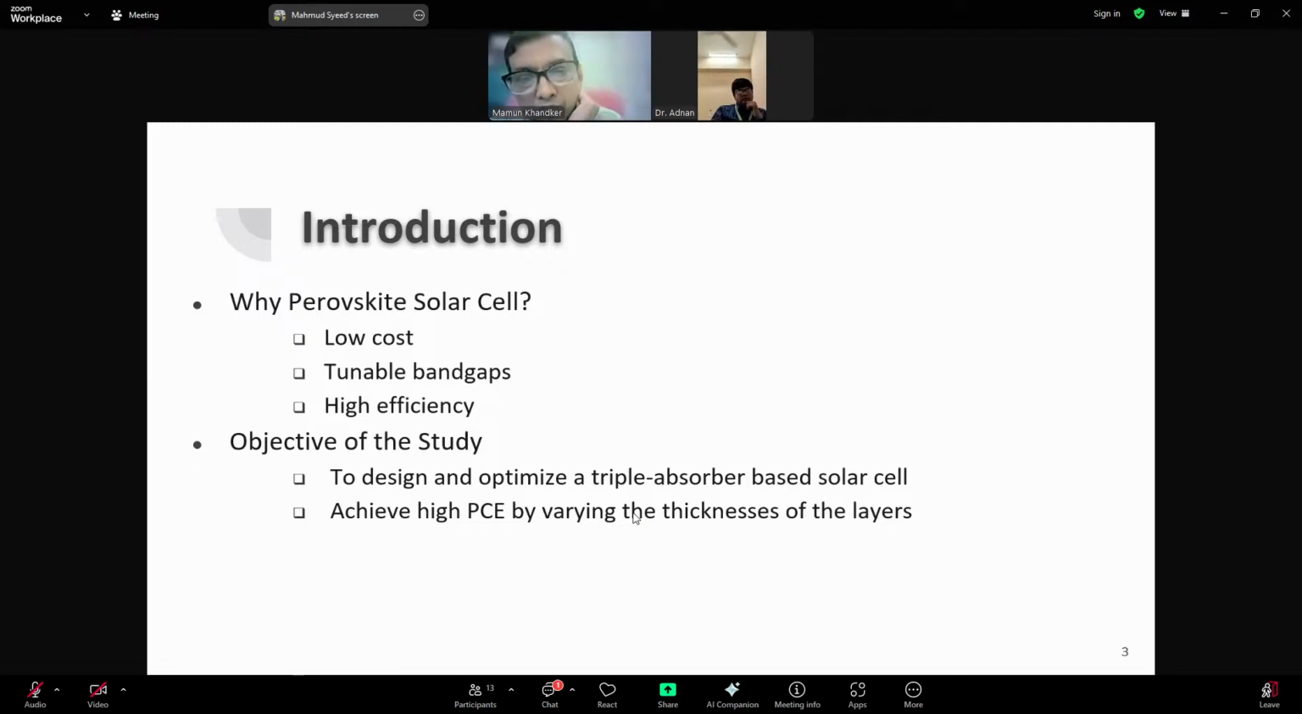Why do we use perovskite solar cells? Perovskite solar cells recently attracted major attention due to their low manufacturing cost, their high charge carrier mobility, and their tunable band gaps. Our main aim of this work was to design and optimize a triple absorber solar cell based on perovskite material, that is three absorber layers, and we achieved a high power conversion efficiency by the variation of thicknesses of absorber layers. And while doing so, we maintained the optimal device structure.